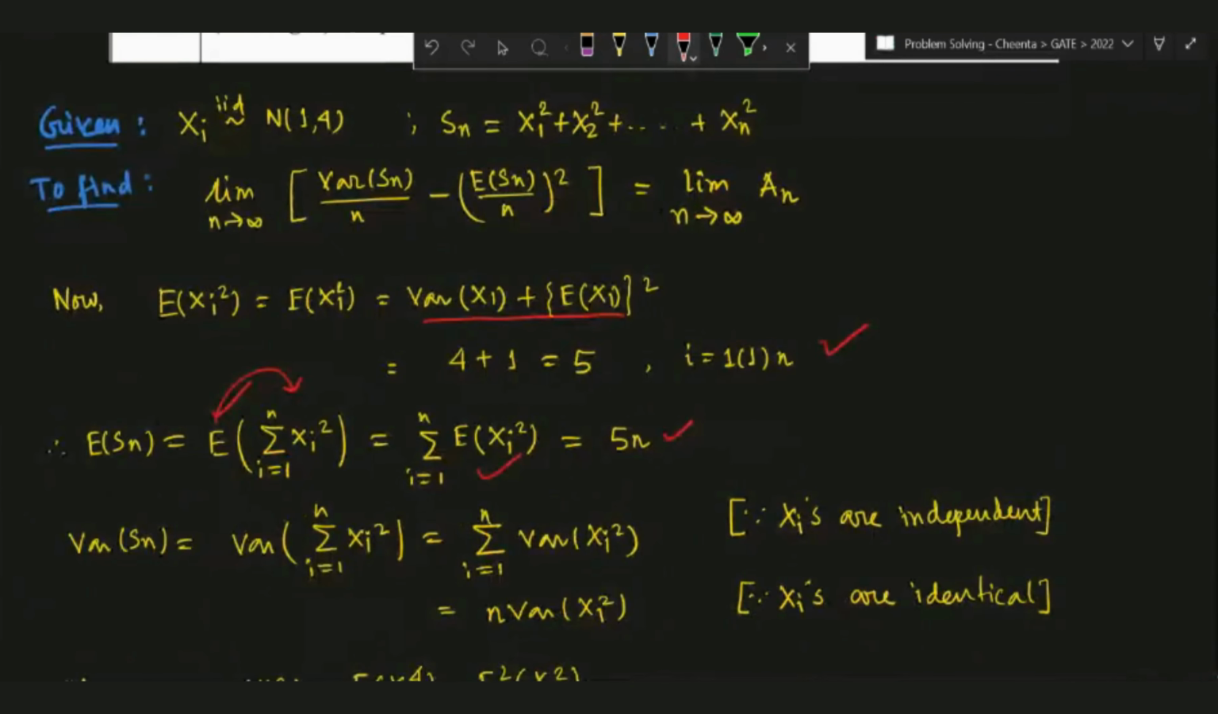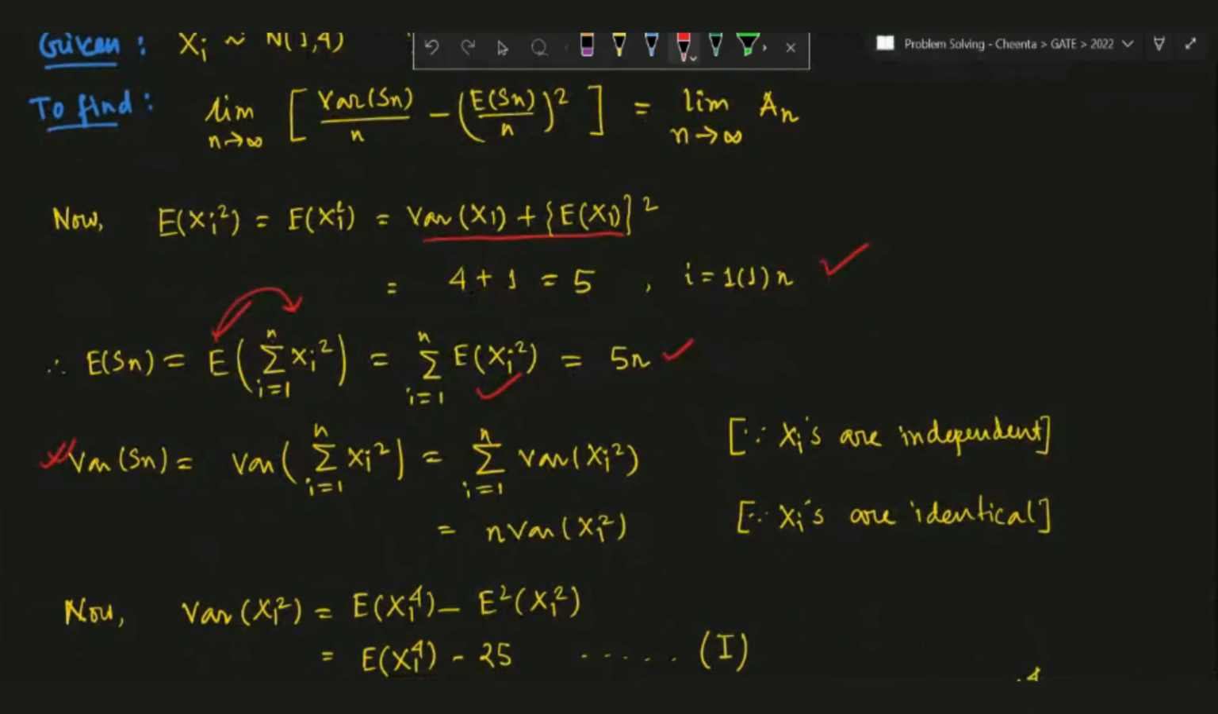So now we are going to find the variance of Sn. The variance of Sn is the same as the variance of the summation of Xi square, and since the Xi's are independent, the Xi squares are also independent, because if X1 and X2 are two random variables, then for any function f, f of X1 and f of X2 are also independent. So by applying this, we can say that the Xi squares are also independent. So the variance of the sum is the sum of the variances. Since they are identical, the variance of Sn is coming out to be n into the variance of X1 square.